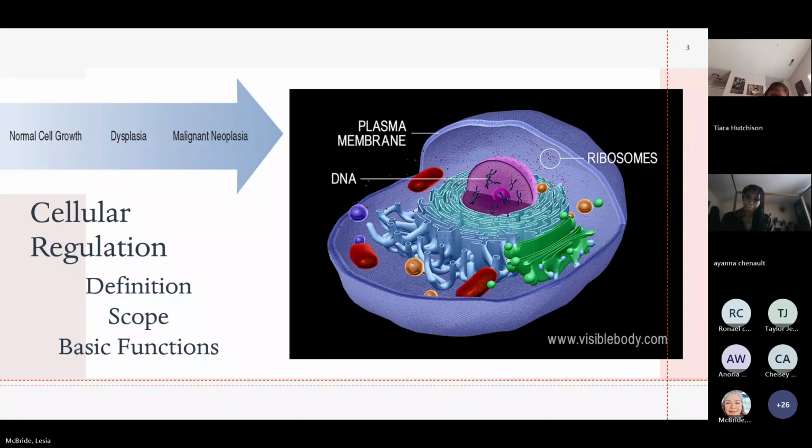So cellular regulation, it's from our cells being normal to the fact that they change and then they become malignant somewhere along the way.